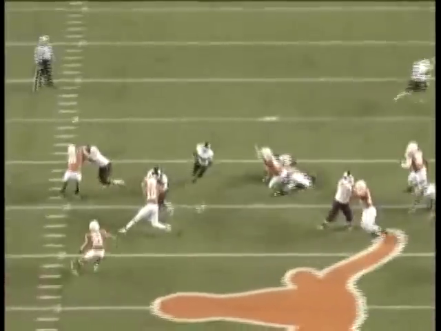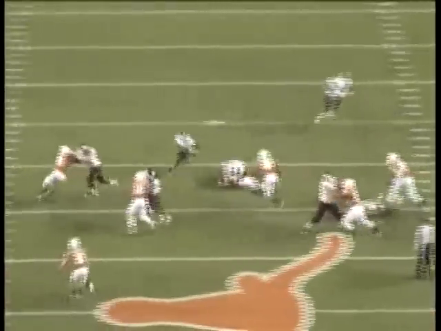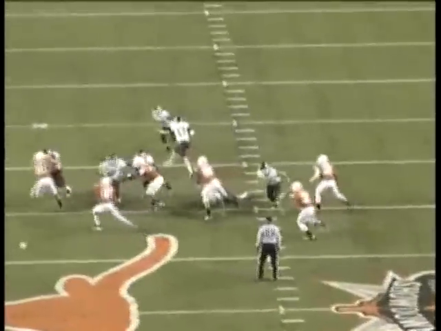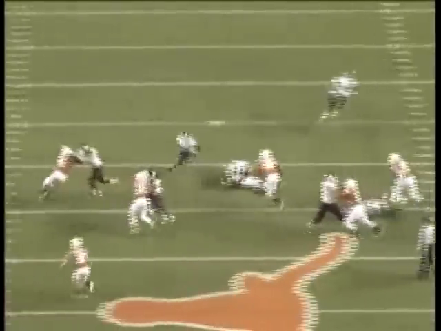We're going to cut on the backside. If you end up in a single block, you're going to cut. This is a good job by the left tackle here because he knows he can't cut the guy. There's no reason to cut him. You've got him reached, so just stay on the reach.